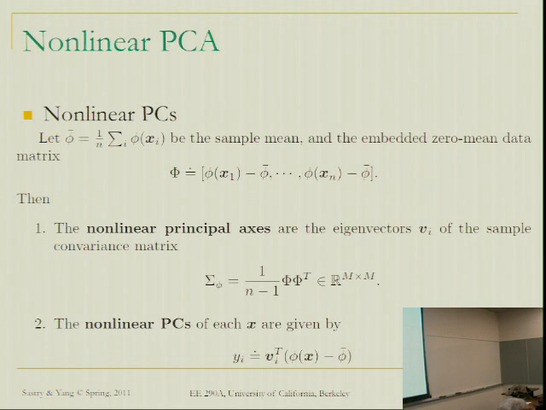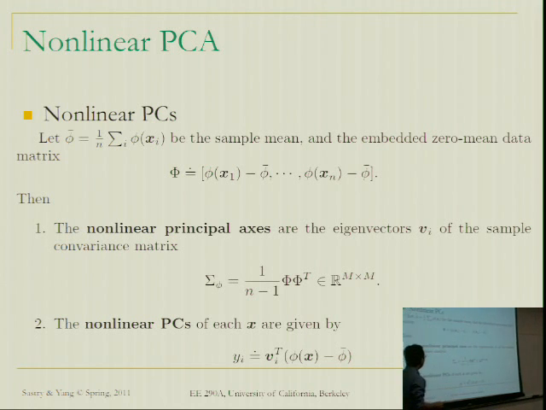So let's write it down. It's important to keep track of the dimension because later on we are going to do some computation. So this capital phi has to be of dimension m times n, right? After embedding, each column is an m-dimensional vector, and then you have n copies, n samples.